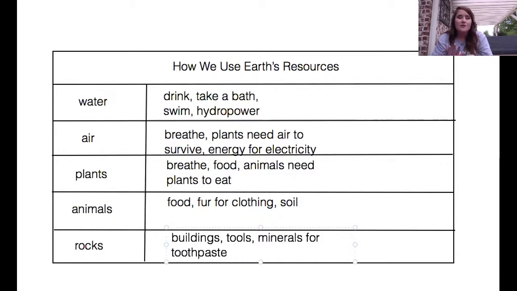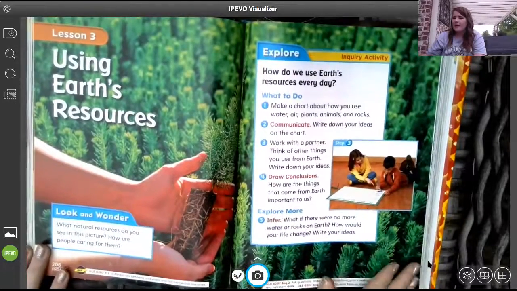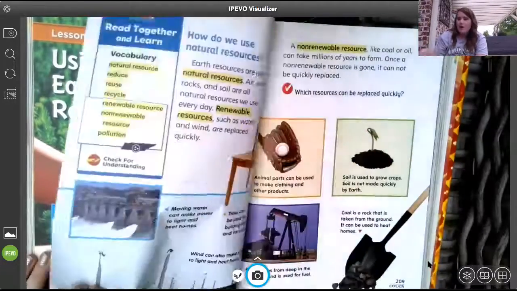Probably not. So this lesson today is talking about the importance of these resources and how we can do our part to make sure that they stick around, because we need these resources. These resources need us. So this is what we're going to talk about today. I'm going to share my screen with our textbook so we can dive in, and we'll talk a little bit about that and what you can do at home.